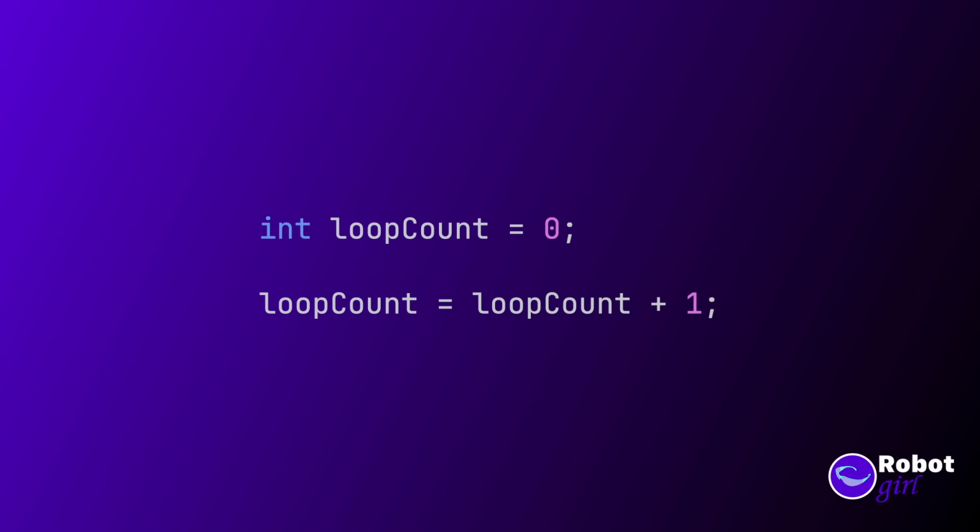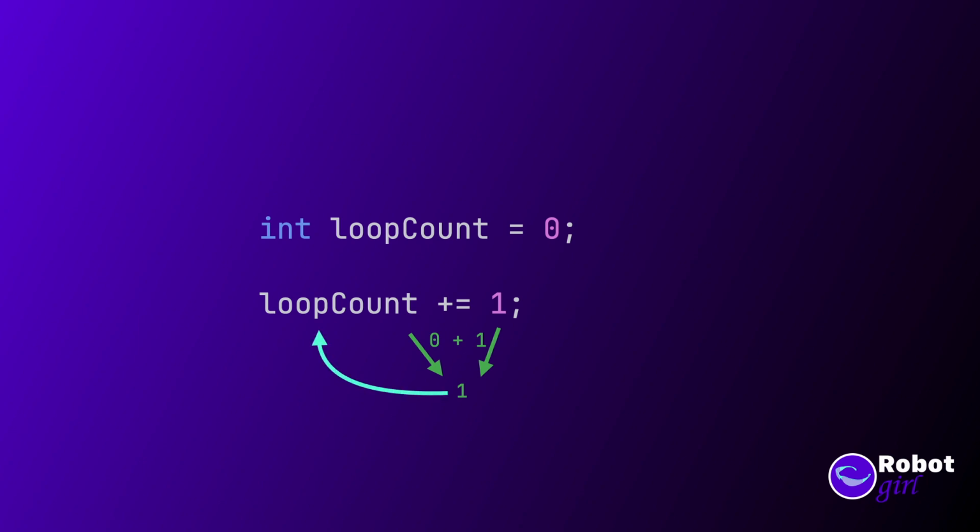There are two operators in there, plus and equals. The computer will take the values stored in loop count, add 1 to it, and then store the result back into loop count. Since this is so common, Java provides a shortcut operator that does both in one step. You can just write loop count plus equals 1. This operator takes the value on the right, adds it to the left, and then finally stores the new value back into the variable on the left.